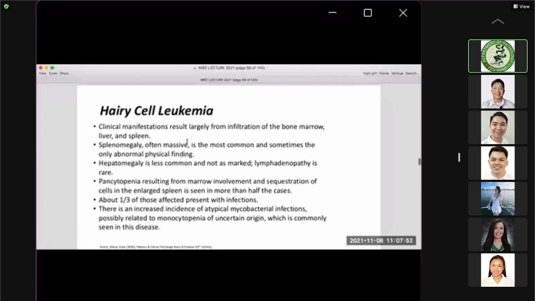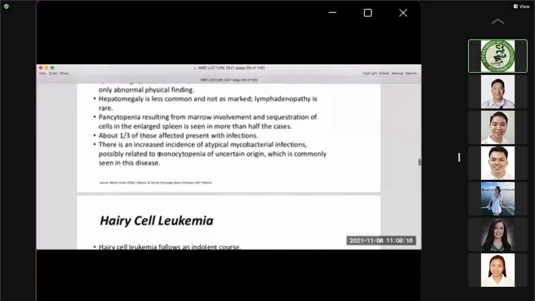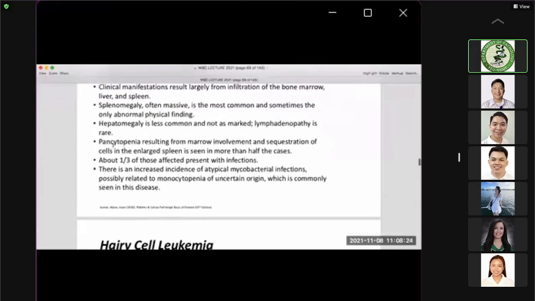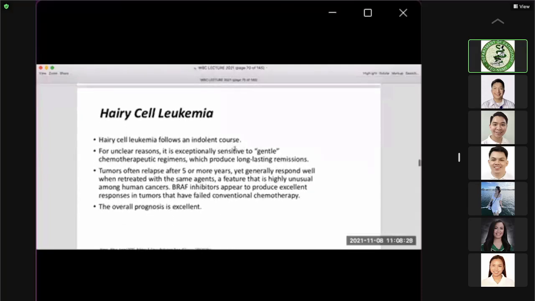But you can expect to have pancytopenia. Hepatomegaly is less common. Lymphadenopathy is rare, but splenomegaly is often massive, most common, and sometimes the only abnormal physical finding that we find here. There is increased incidence of mycobacterial infection, which is expected if you have pancytopenia. Hairy cell leukemia follows an indolent course.